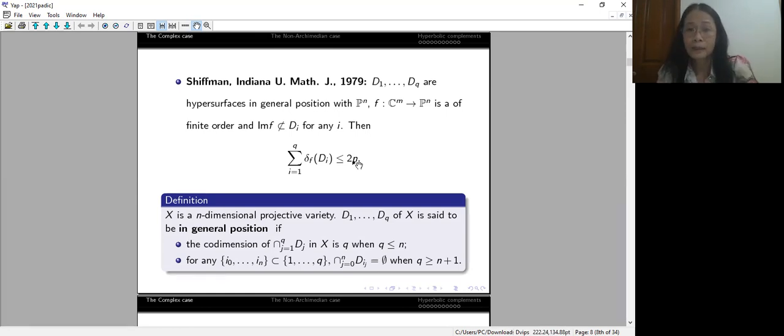And then here, general position means, similar to the hyperplane case, when we cut down one by one, the dimension will reduce until it is empty after n plus 1 times.